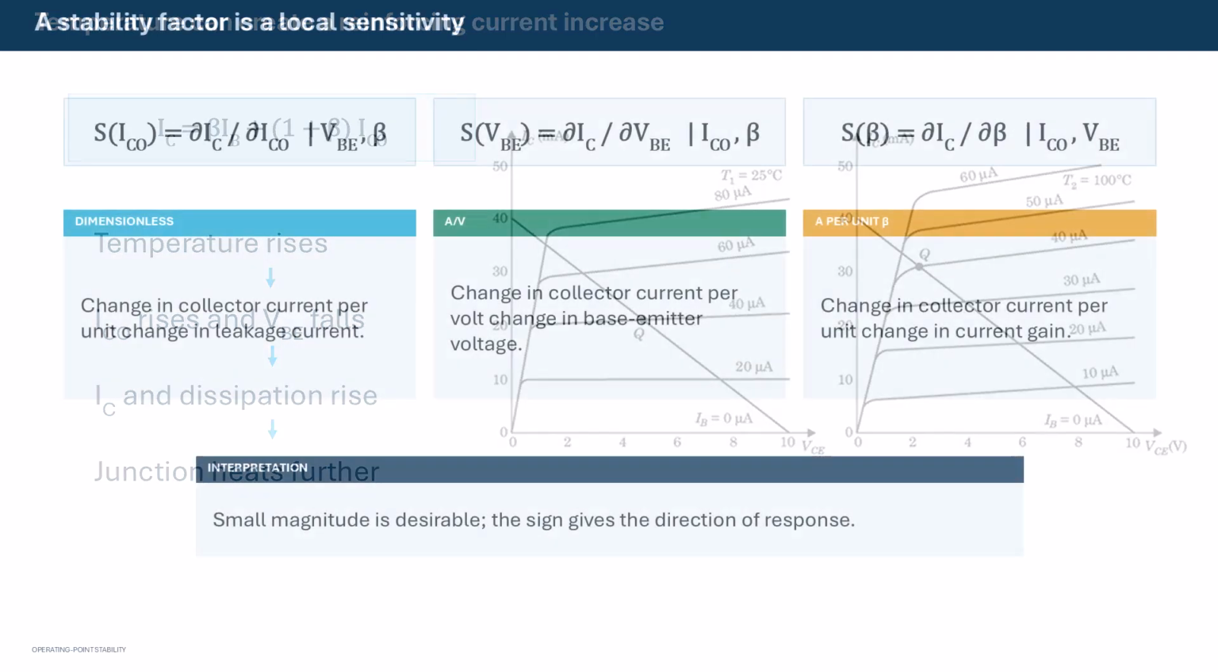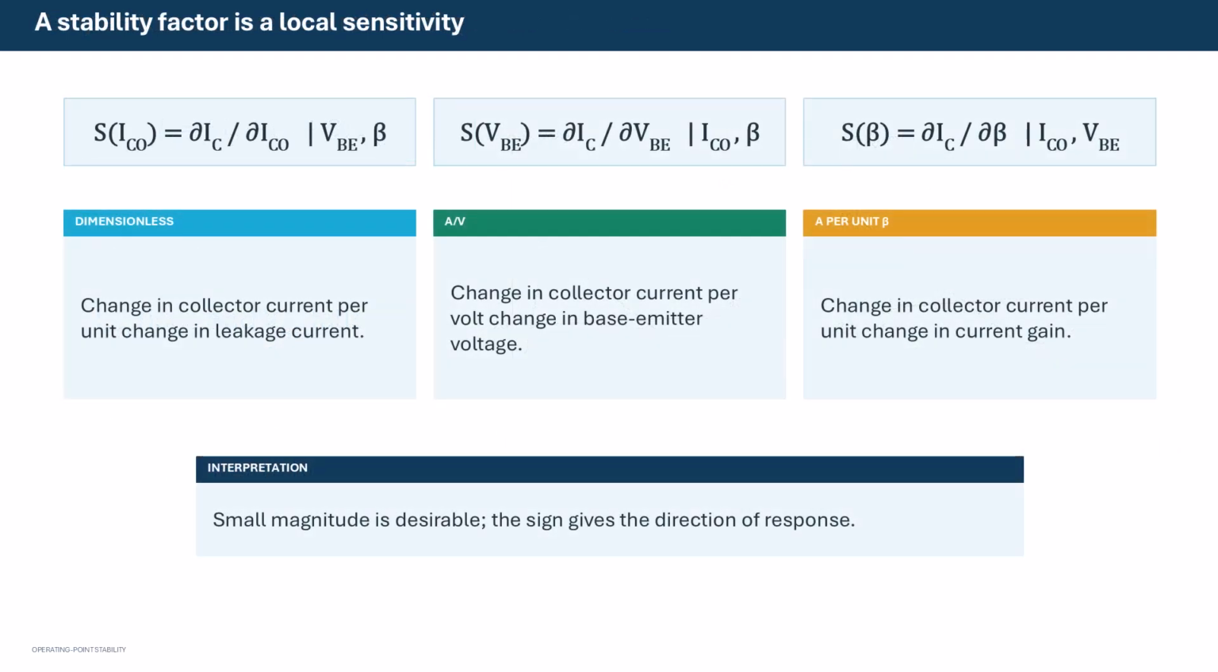A stability factor measures how strongly collector current responds to one parameter while the other parameters are held constant. The leakage current stability factor is dimensionless. The base emitter voltage factor has units of amperes per volt. The beta factor has units of amperes per unit beta. Lower magnitude means less sensitivity, so more stable, but the sign also carries physical meaning. These are local derivatives evaluated at the operating point.